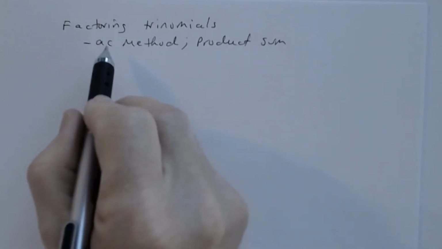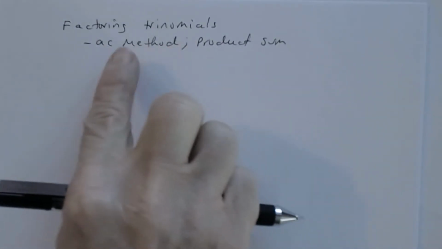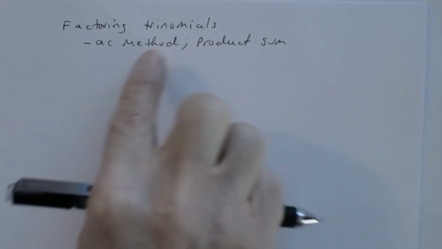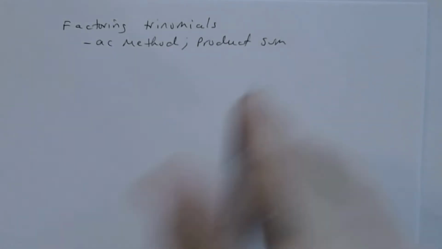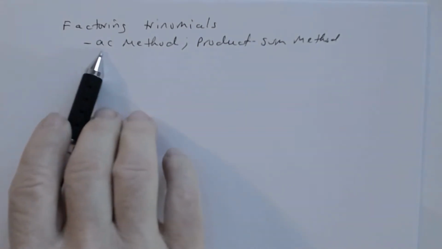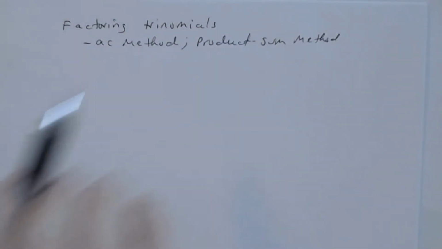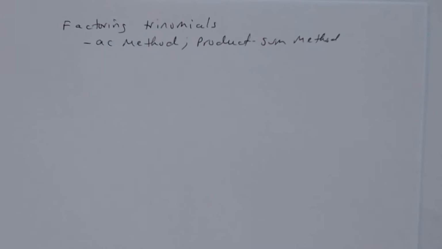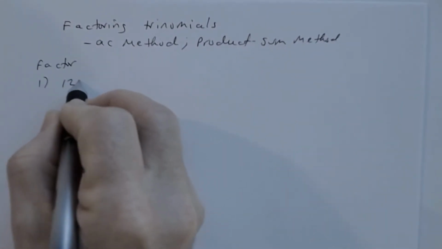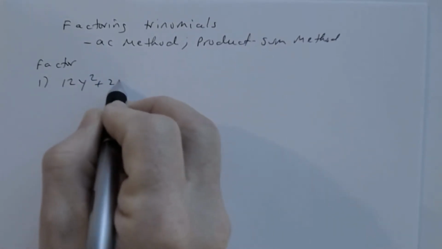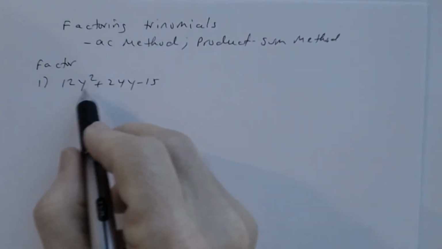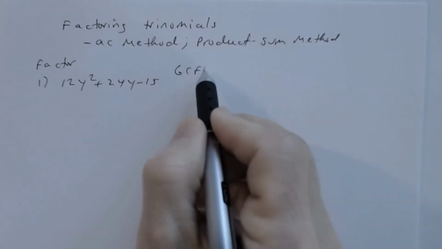Now, one of the things I want to remind you is that it's important that you think of these two words, AC method and product sum method, at the same time. Because AC, remember, is a product, hence the idea of product. And so if I look at number 1, let's say number 1 is 12y squared plus 24y minus 15. And we know that for those three terms, the GCF is 3.